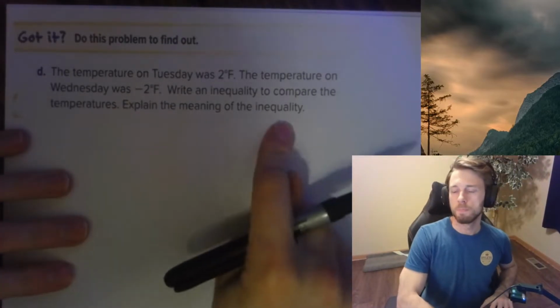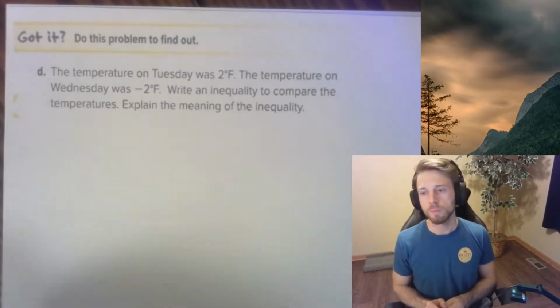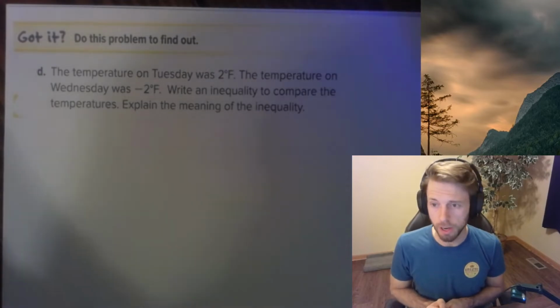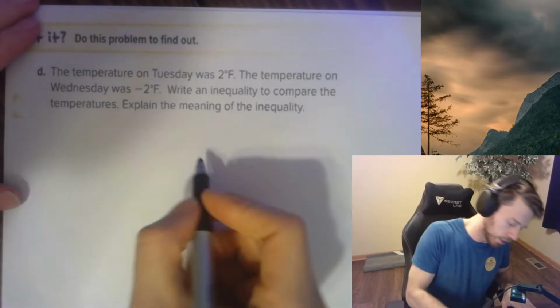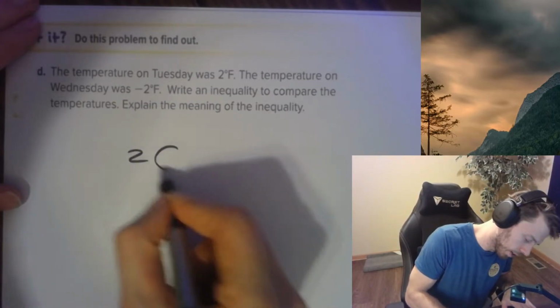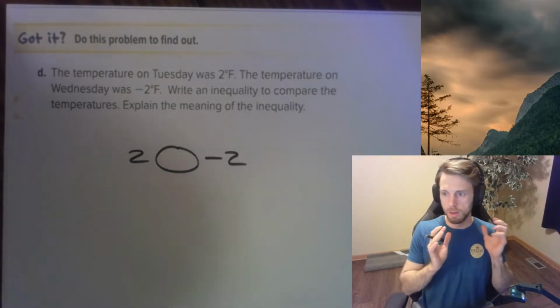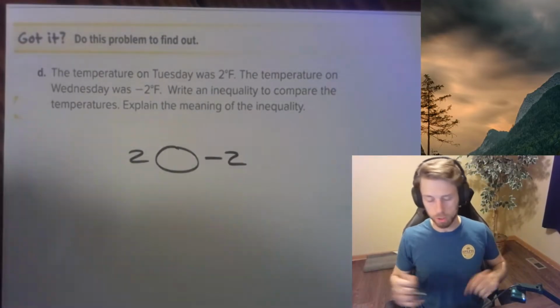The temperature on Tuesday was 2 degrees Fahrenheit, cold. The temperature on Wednesday was -2 degrees Fahrenheit. Write an inequality to compare the temperatures. An inequality is just what we just did. It looks like that right there. All you gotta do is tell me, what are these numbers compared to each other? Less than, greater than, or equal to.